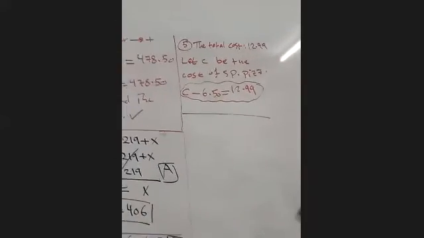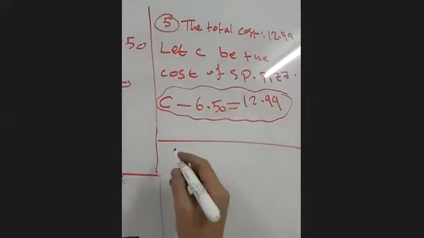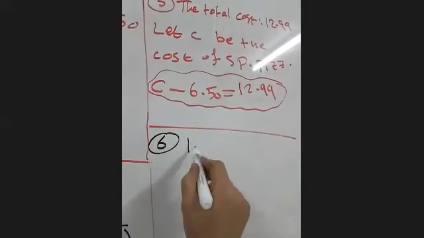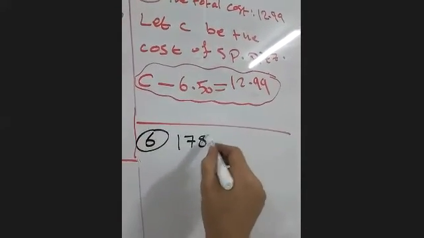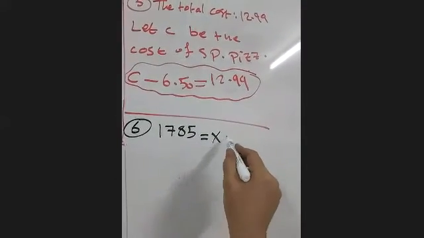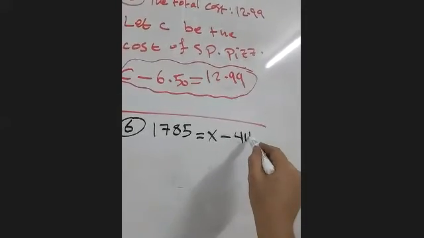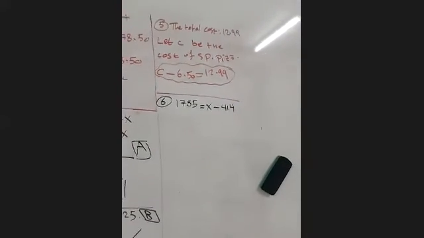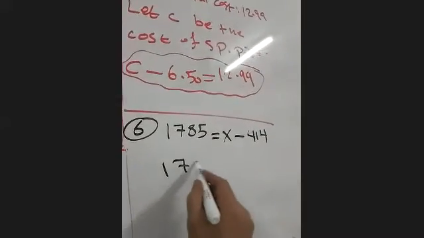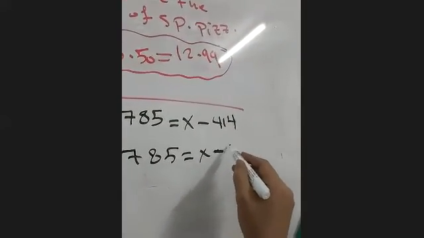Question 6, guys. Yusuf, read. Solve 1785 equal x minus 414 for x. Again, below the equation. 1785 equal x minus 414. Yalla, how do we solve this equation here? Write the equation again.